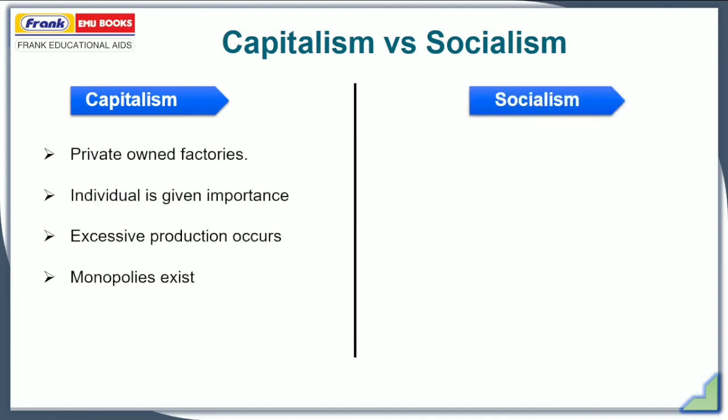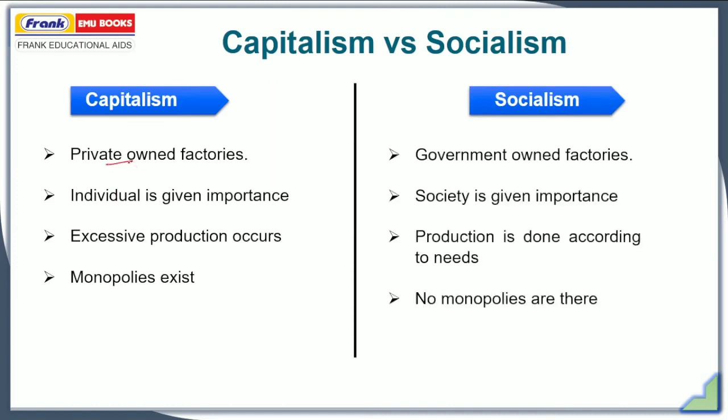Capitalism states that privately owned factories can be there, means factories can be owned privately, but socialism says that no one can own any factory or resources privately. Everything is of government, everything is for government. Individual is given more importance in the capitalism because resource accumulation is the prime interest of everyone in capitalistic society. But in the socialism, individual is neglected and society is given priority. So society is given importance in the socialism.